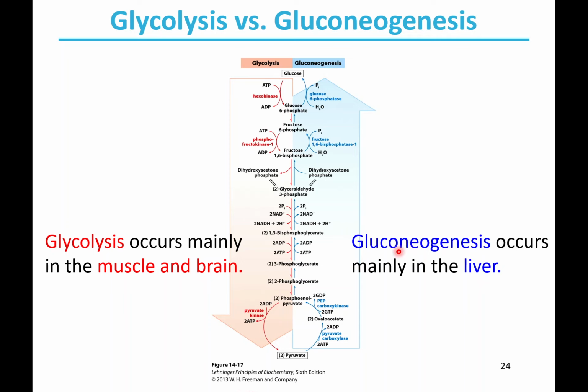Okay, so these pathways aren't both going at the same time in the same cell. Okay, in general you can think of it as occurring in different places in the body. I think if a cell could do both of these, it's not going to be doing both of these pathways at the same time. Okay, it would depend on the conditions that the cell is in, whether it's using glycolysis or gluconeogenesis.